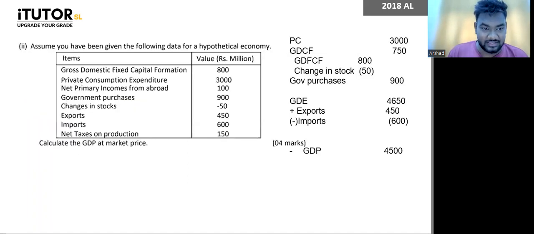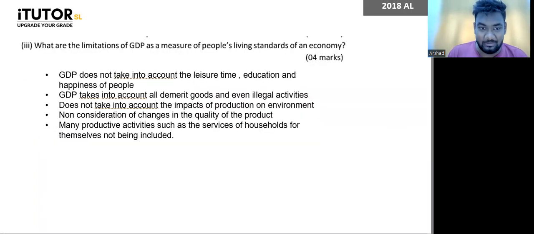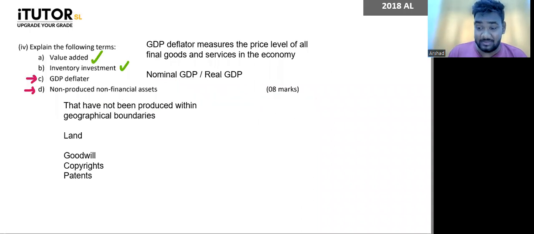Okay, so this was the 2018 one. First one, whether it's included or excluded. Second one, the calculation. Third one, limitations. Fourth one is explaining the following terms.